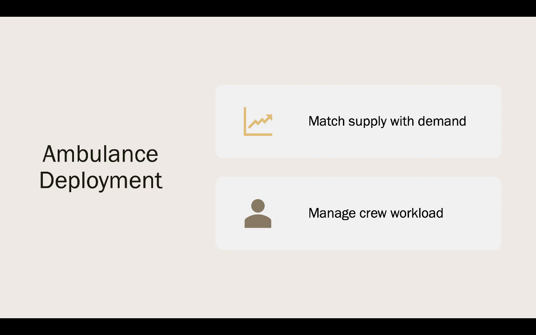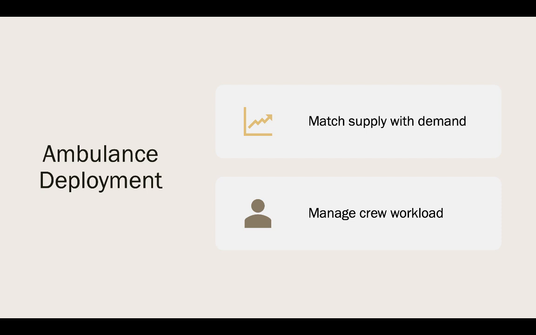Ambulance deployment for our purposes, what we're trying to do, we're trying to match our supply with the demand from our community. Demand says that we need 5 ambulances in our community. We're not going to staff 30 ambulances, and vice versa. Demand says we need 30 ambulances. We're not going to staff 5. So we're matching our supply with the community demand for our services, and we're also taking into account and trying to manage our crew's workload.